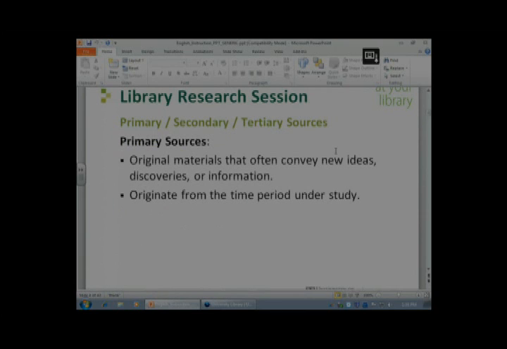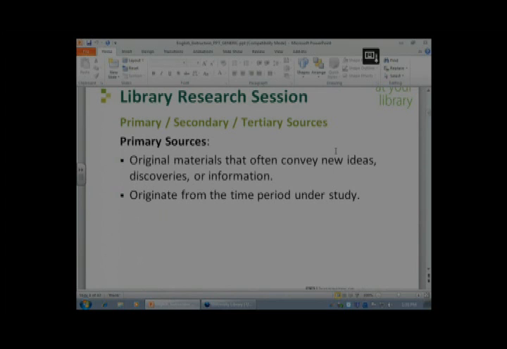Before we get to the library catalog and the databases, just a few big picture ideas to help you get research started. First and foremost, the difference between primary, secondary, and tertiary sources. You may have dealt with this a bit in class. If so, it never hurts to reconnect a bit.